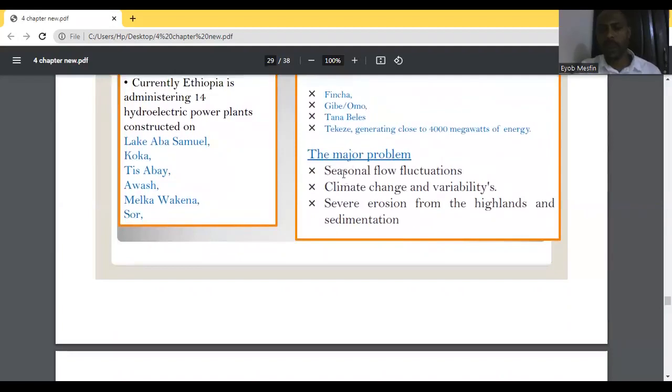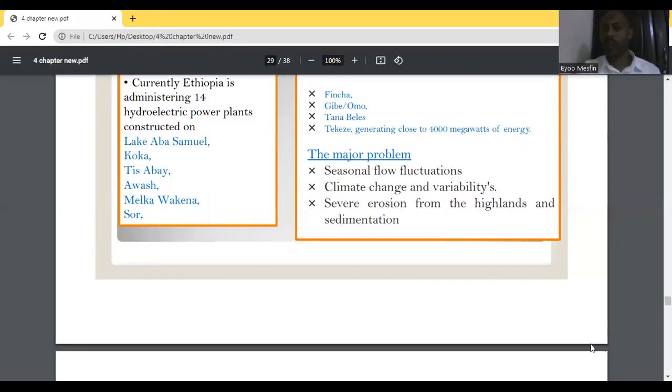To generate hydroelectric power, the major problems we have are seasonal flow fluctuations. Our rivers, as we discussed, are dry in the dry time, the winter time, but they have better volume in the summer season. The other problem is climate change and variability. Climate change is a factor for the variability of the rivers. This is seasonal variability also. And there is severe erosion from the highlands and the sedimentation process.